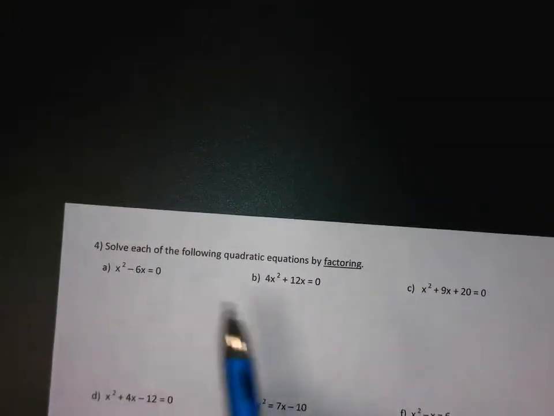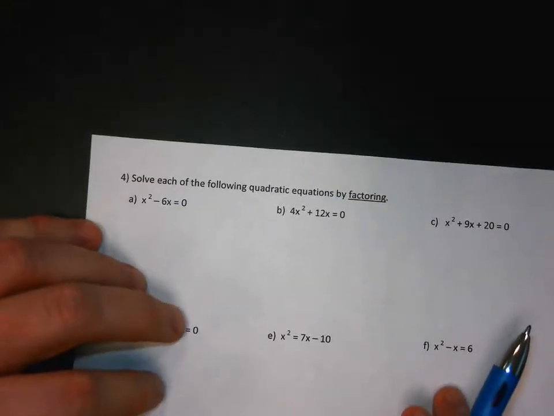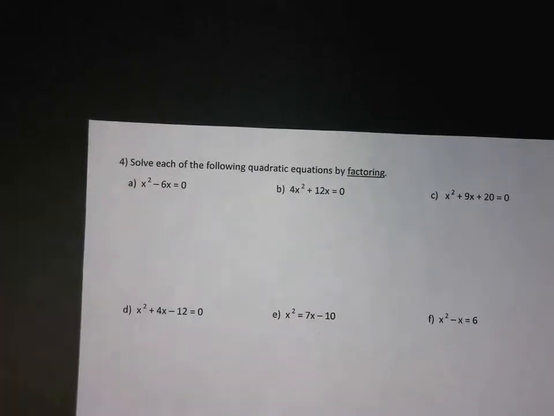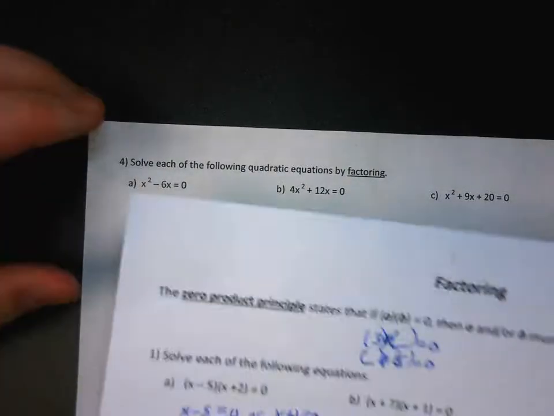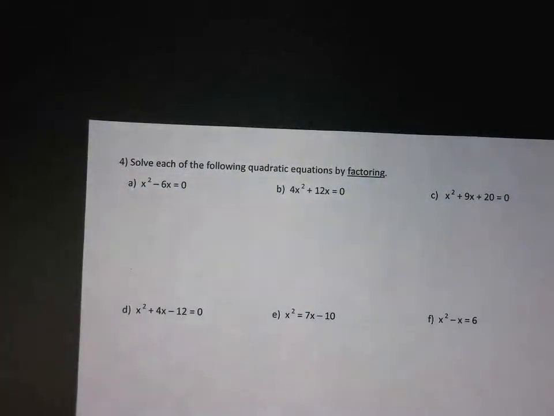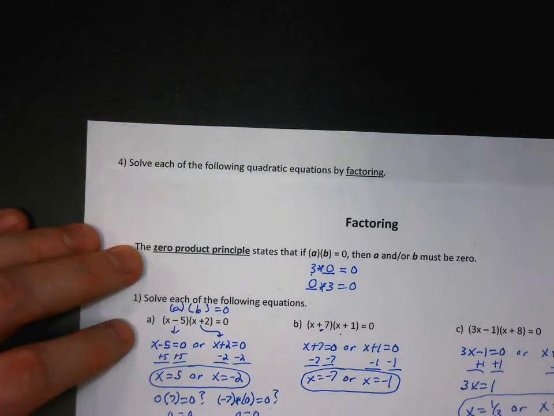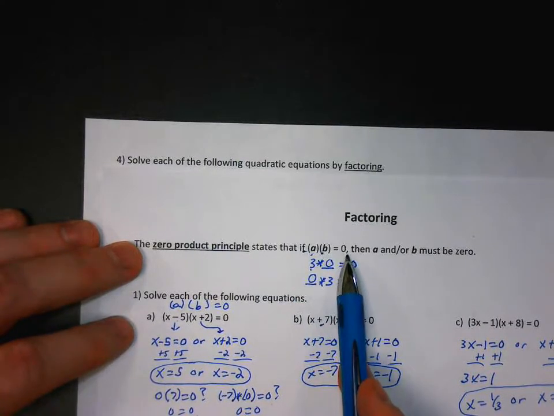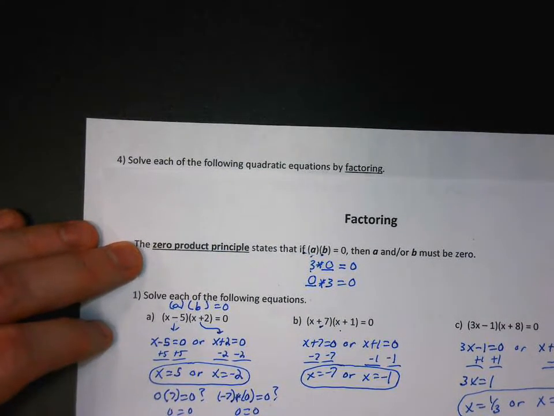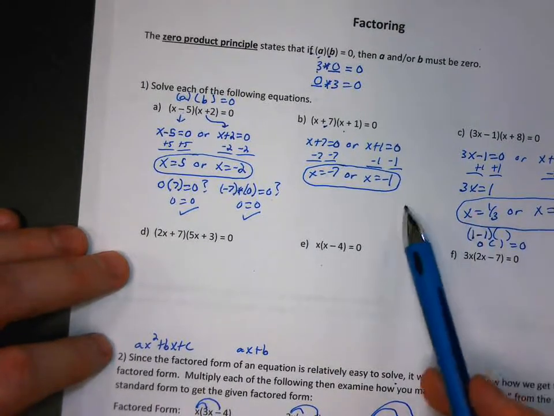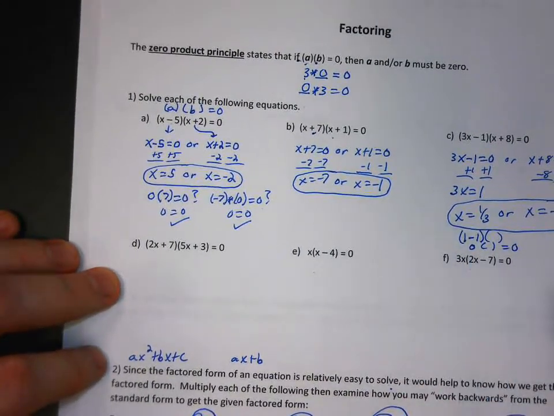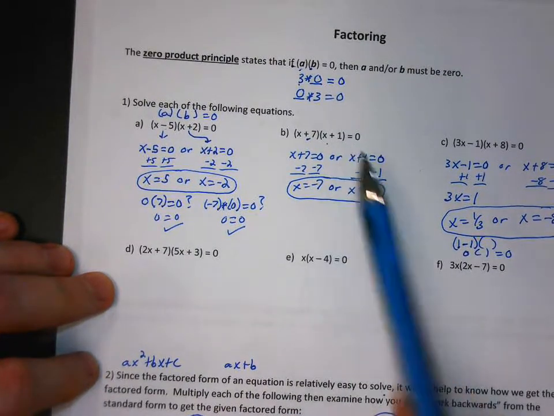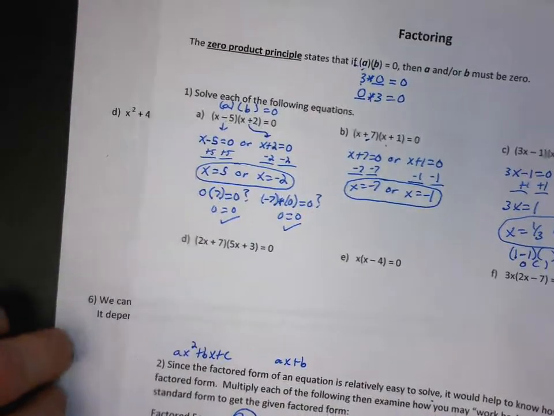Now we're going to solve each of the following by factoring, and we're going to use the zero product principle, which was this idea here: if you multiply two numbers, two factors, to get 0 for an answer, then one of those factors had to be 0. Essentially that is what we just did in number 1 earlier in the video. So once we get the factored form, those are easy to solve by setting each factor equal to 0.